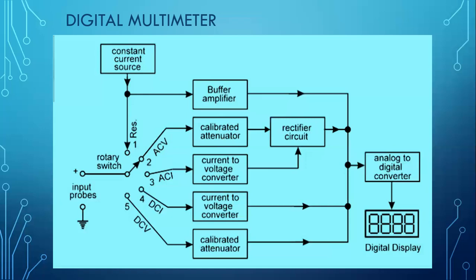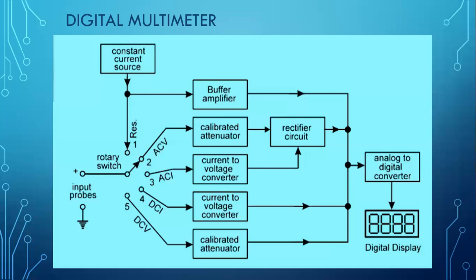The AC voltage is then applied to the rectifier circuit which converts that AC voltage into proportionate DC, and that DC is then applied to the analog to digital converter, and the analog to digital converter converts that DC voltage to digital, and that digital voltage will be displayed here with the help of the digital display. Once again, the AC voltage has different ranges: 200 millivolts to 2 volts, 2 volts to 20 volts, 20 volts to 200 volts, and so on.